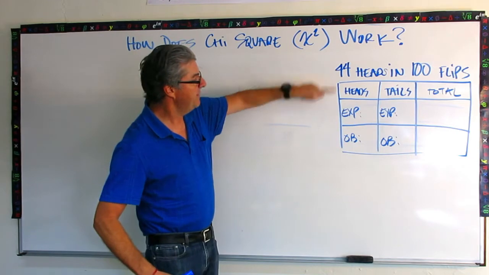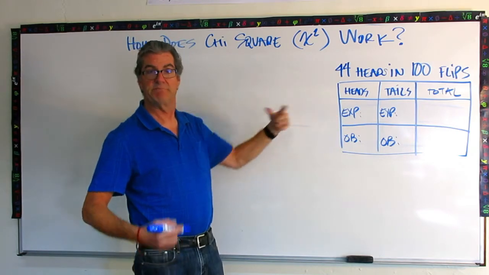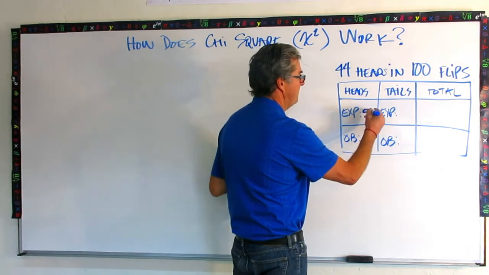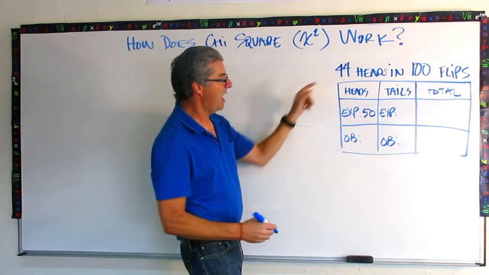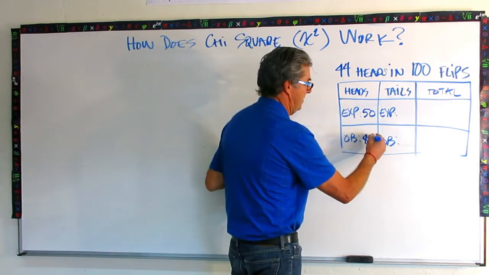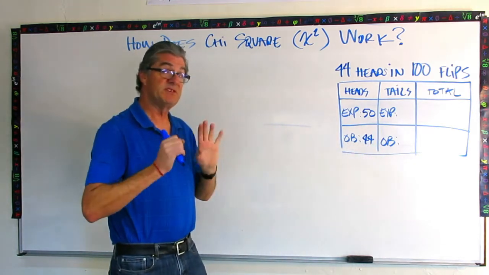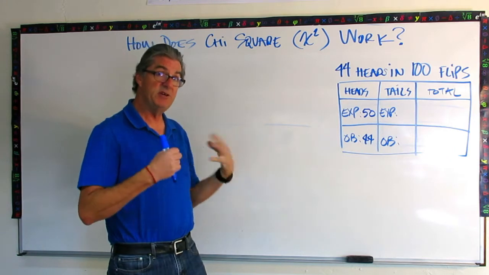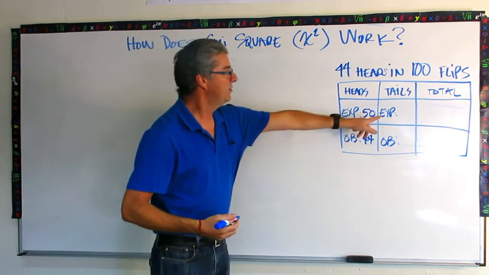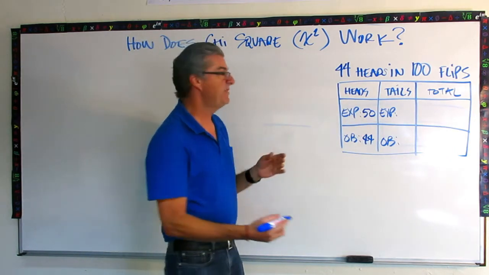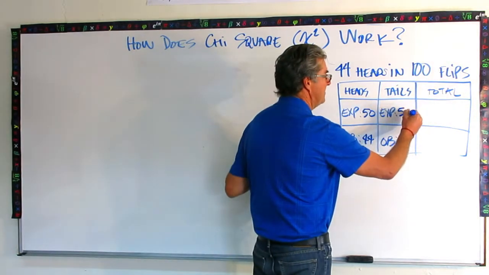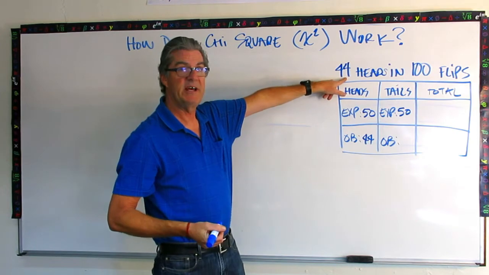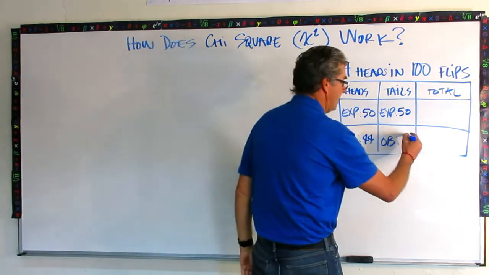So 100 flips. What's expected for heads? 50. That's what the theoretical probability tells us. So we get 50. What did we get? We got 44. So that's not the only result we got. We also got a bunch of tails. So we need to account for those as well. So what's expected for tails? Be the same thing. We'd expect to get 50 tails. And what did we get? We got 100 minus the 44 heads. That leaves 56 tails left over.